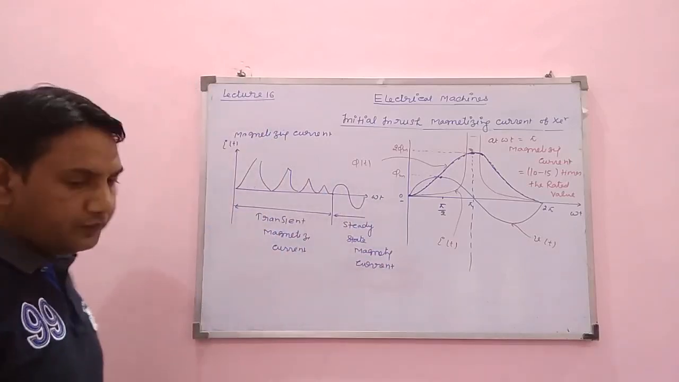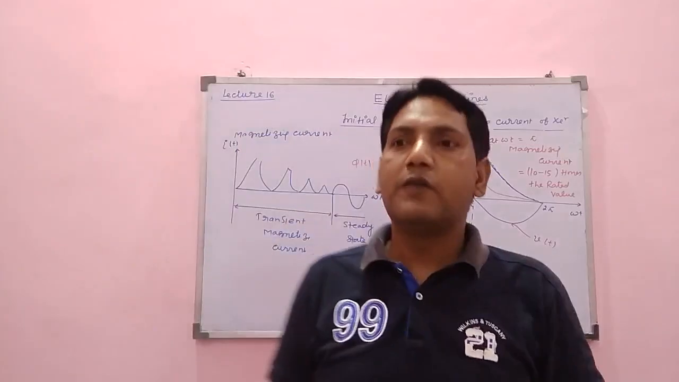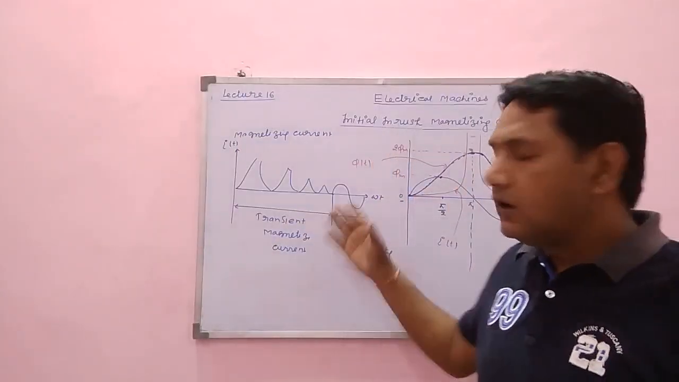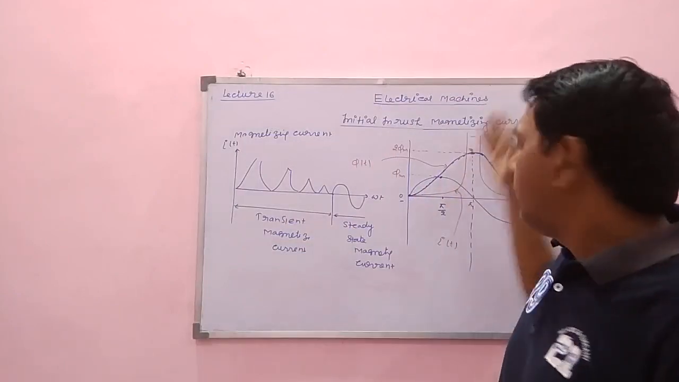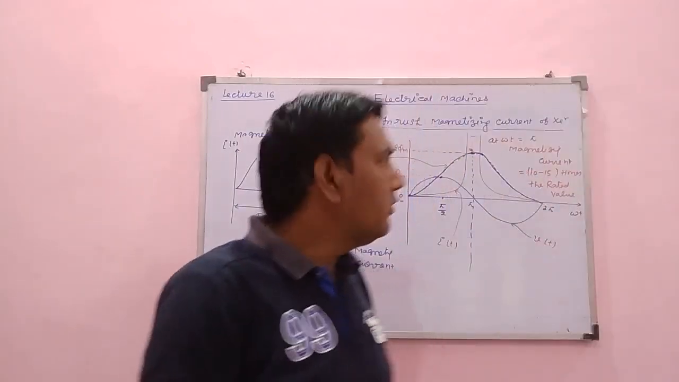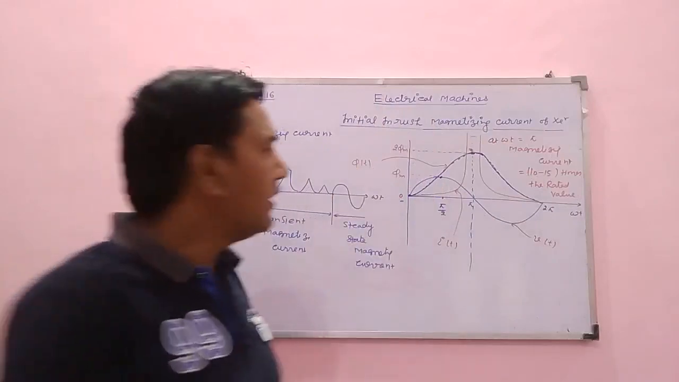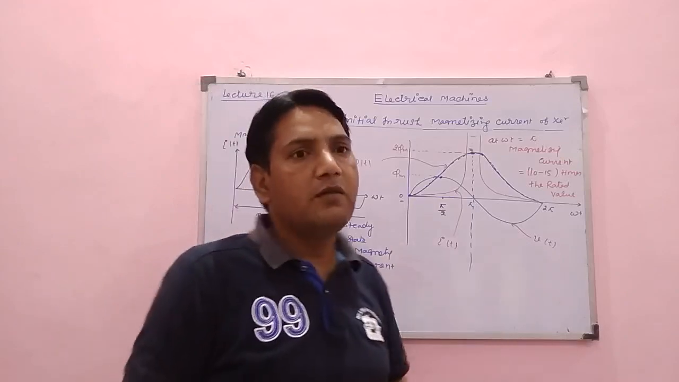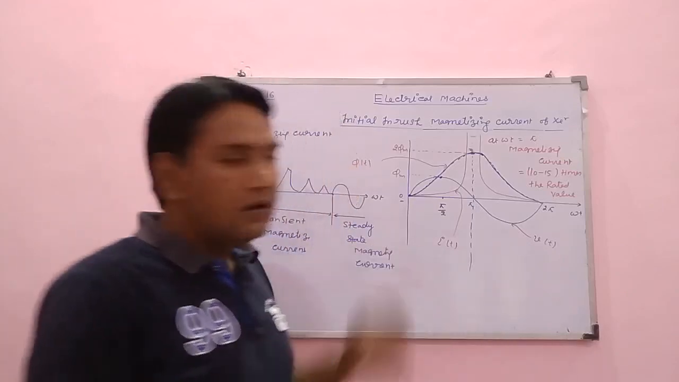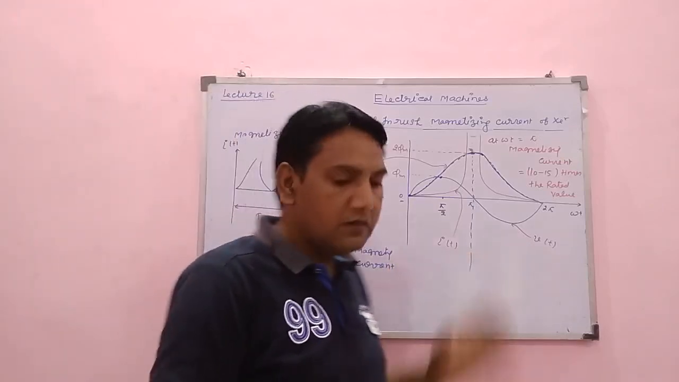Okay. So the drawback of initial inrush magnetizing current is that due to the doubling effect, the magnitude of magnetizing current is very large, very huge, that can damage the primary and secondary winding of the transformer. So we have to minimize this doubling effect. So now see in what way we can minimize this doubling effect.